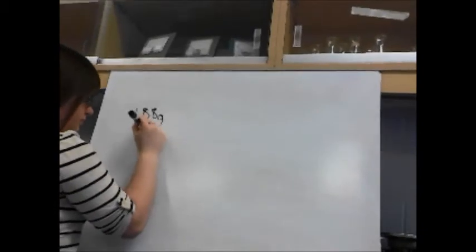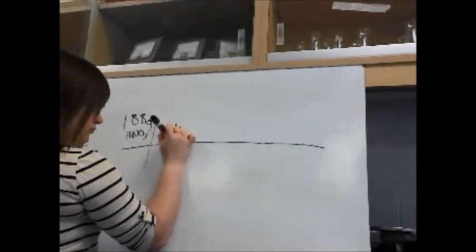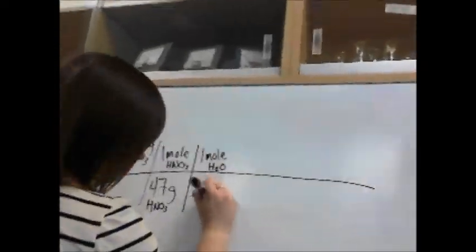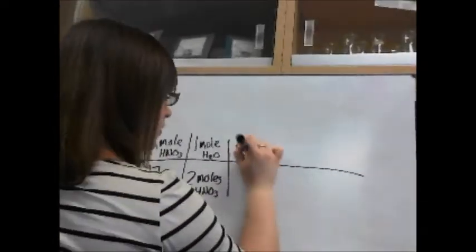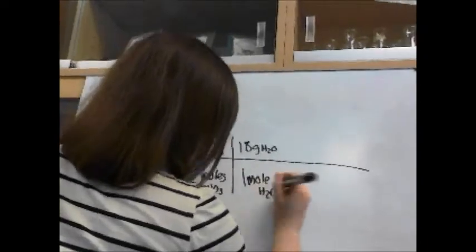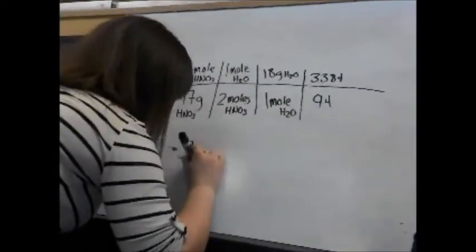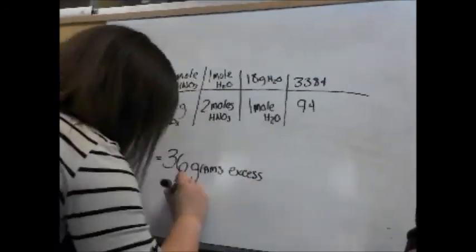We take the 188 grams of HNO3 and set up our dimensional analysis line. Convert grams to moles, and then do the mole-to-mole ratio of HNO3 and H2O. Then convert moles to grams. Multiply across the top and bottom, and then divide to find your 36 grams of excess H2O.